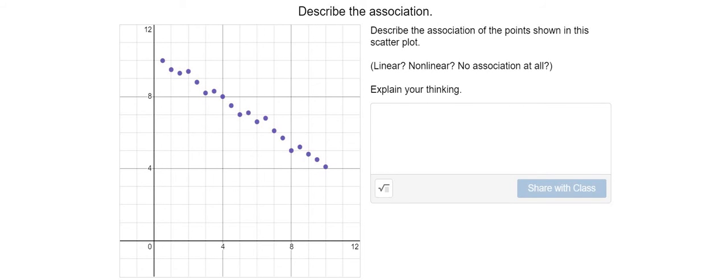Here we've got another set of data points. We can see that they're going down from left to right, and they're going down pretty much in a linear relationship. So we would call this linear, and we would also call it negative.